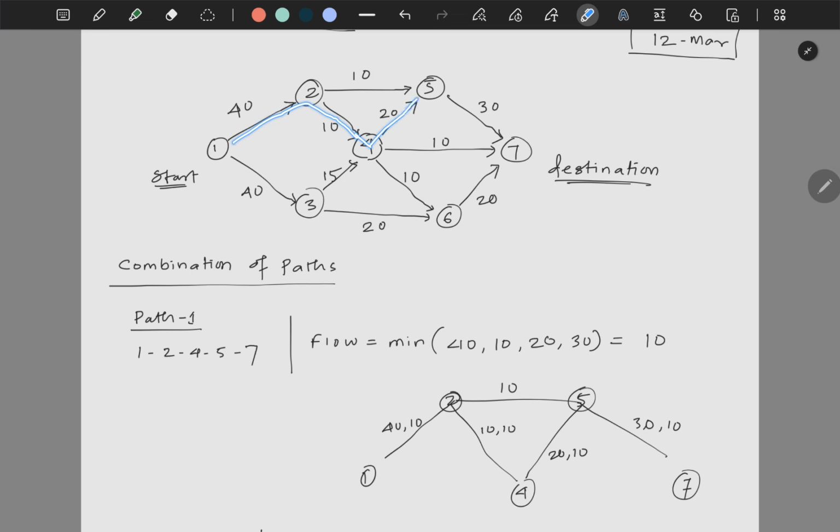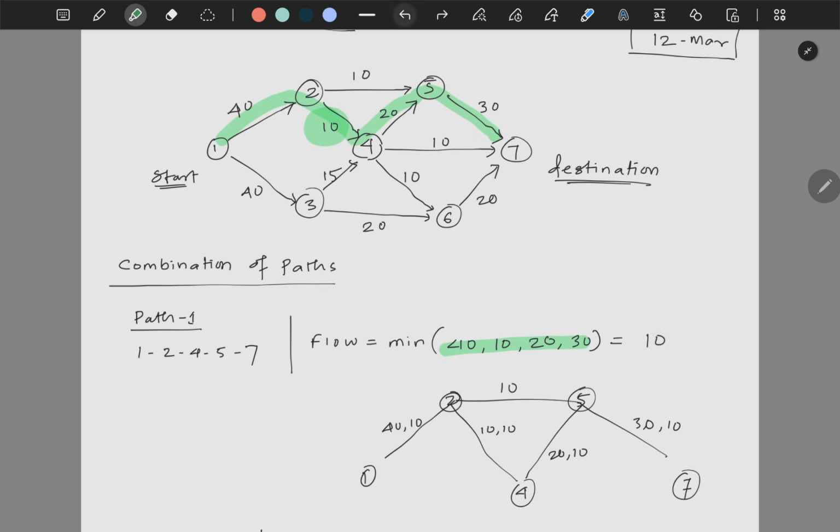So the first path I noted down here is 1, 2, 4, then 5, then 7. If you look at the diagram, I'm only going in the direction of the arrow. In this, what is the minimum value that can flow along this path? Out of 40, 10, 20, and 30, the bottleneck is the 10. So the maximum flow through this path is the minimum of all these values, and that is 10. So through this path only 10 liters of liquid can flow.